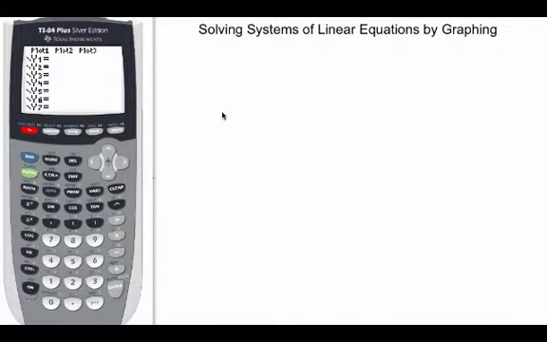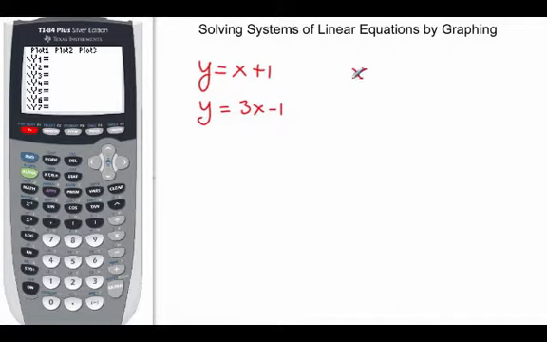In this video, we'll be showing you an example of how to solve a system of linear equations by graphing. And we'll start off with the following example. If we are interested in finding when y equals x plus 1 and when y equals 3x minus 1 intersect, we have a couple of possible options in the past.